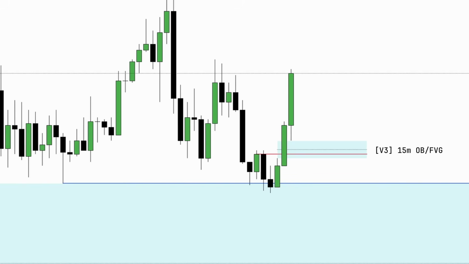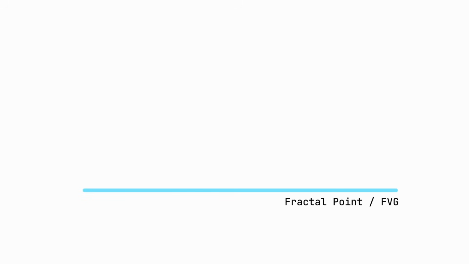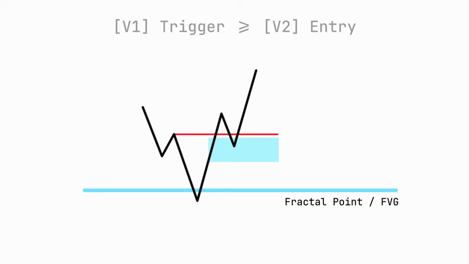I want to make a small digression and tell you about one interesting detail. When we have a trigger in the form of a fractal point, or FVG, and the price comes and tests this trigger, then confirms the volume on the same time frame in the form of an order block, or FVG, we can enter a position. V1 trigger greater than or equal to V2 entry.